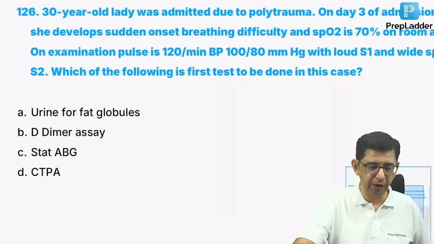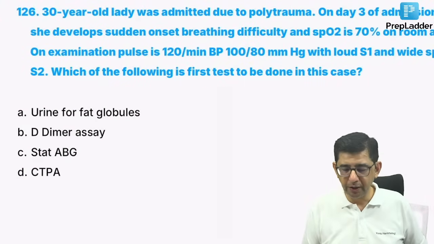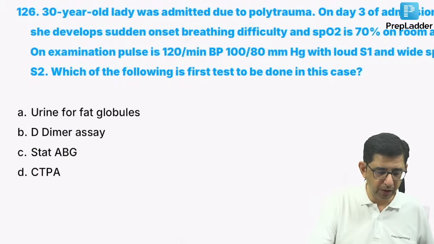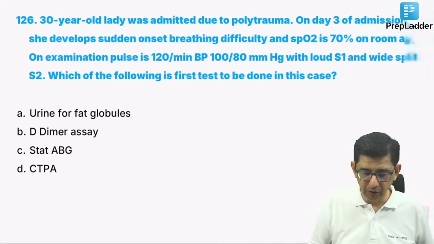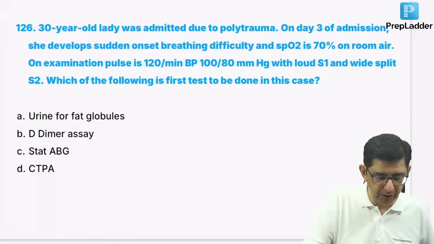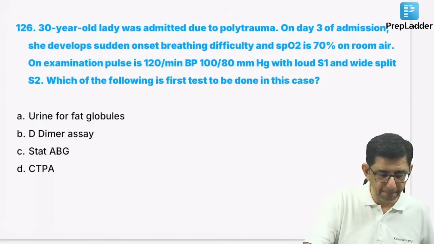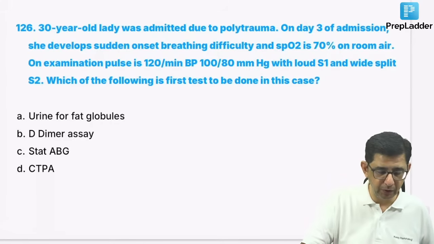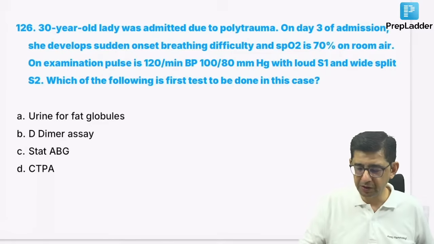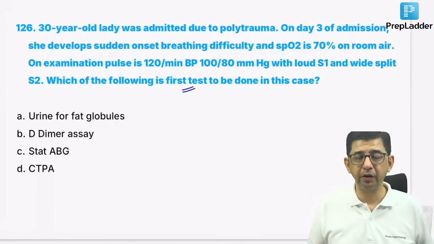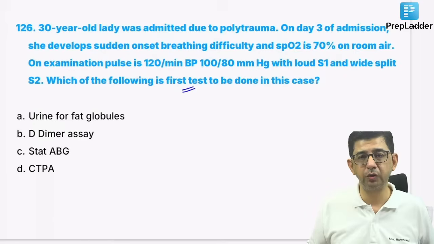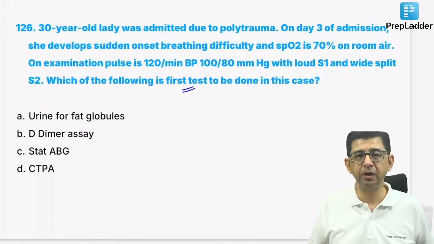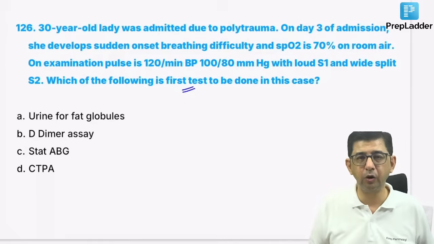Okay. So we have this 30-year-old lady. She was admitted due to polytrauma, and then the question says on day 3 of admission, she's suffering from this breathing difficulty. And the blood pressure of the patient is 100 by 80 millimeters of mercury. So the question is asking, what is the first test to be done in this particular case? There is a case of polytrauma, there's a breathing difficulty, the saturation is falling, and the vitals of the patient are mentioning hypotension, not very significant, but yeah, cause of concern.